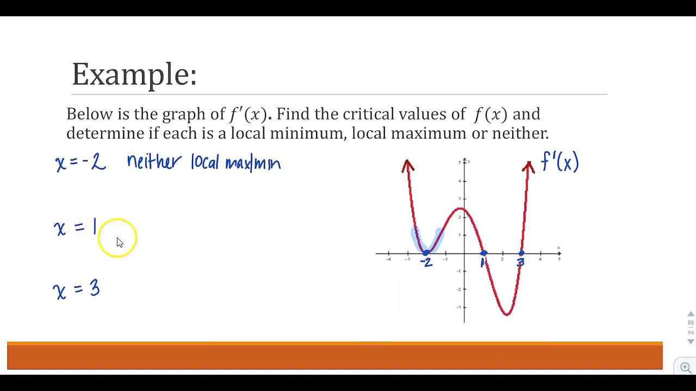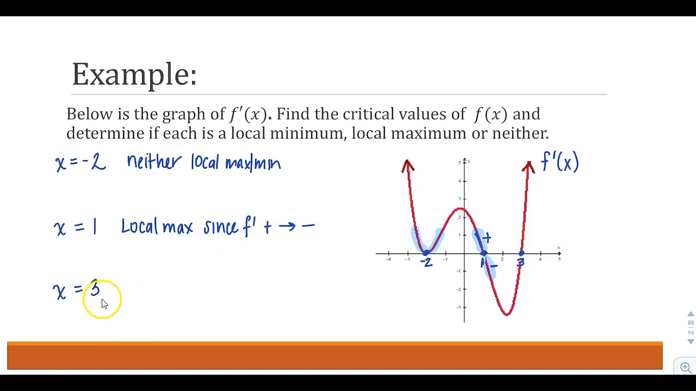At x equals 1, if I look to the left of x equals 1, the graph of f prime is positive, so I'm above the x-axis here. And then just to the right of 1, I'm negative or below the x-axis. So I have a change from positive to negative. So that means that f, the original function, which we can't see, changes from increasing to decreasing. So that means that at 1, I have a local maximum, since f prime is changing from positive to negative.